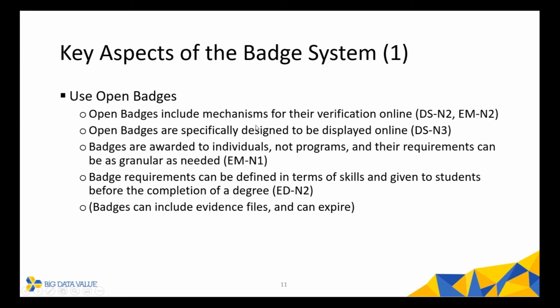So what are the key aspects of the system? So this is going back to the needs of the stakeholders. The first is that we're going to use open badges. And like we said, open badges include mechanisms of verification online. They can be displayed online. They're awarded to individuals, not programs. The badge requirements can be defined in terms of skills and given to students before the completion of a degree.